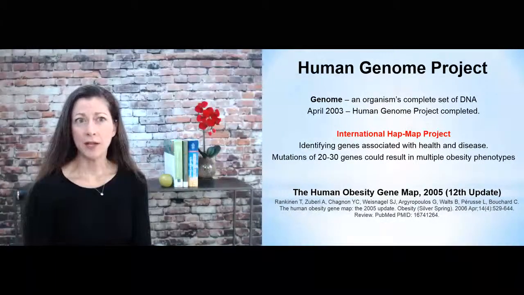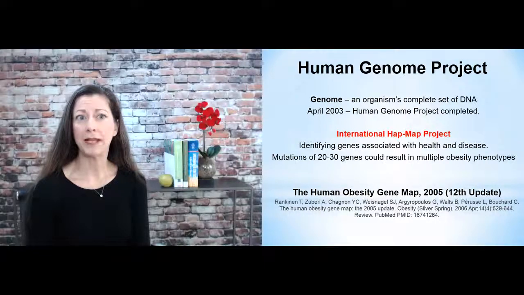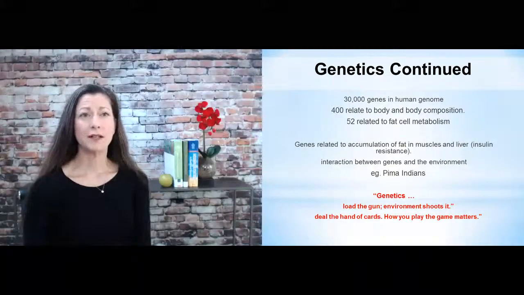In April of 2003, the Human Genome Project was completed. The International HapMap project is now identifying genes that are associated with health and disease, and people studying obesity are using this data. At this time, 20 to 30 different gene mutations could result in multiple different obesity phenotypes. The more we continue to study the information from the Human Genome Project, the more information we will have about this complex condition, obesity.